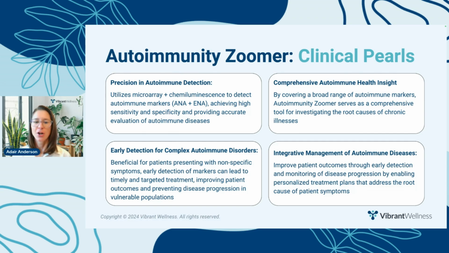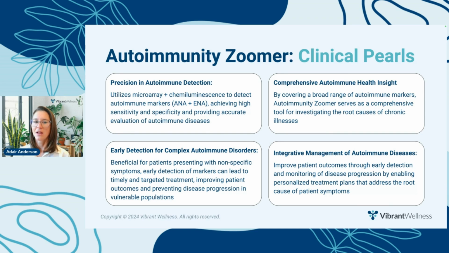Number two, early detection for complex autoimmune disorders. The autoimmunity zoomer is particularly helpful for patients presenting with non-specific symptoms such as chronic fatigue, joint pain, and gastrointestinal issues. Early detection of markers like anti-CCP for rheumatoid arthritis and TTG for celiac disease can lead to timely and targeted treatment, improving patient outcomes and preventing disease progression in vulnerable populations.